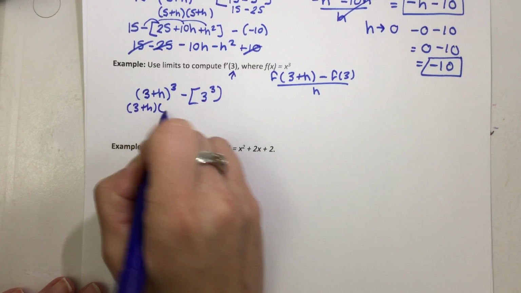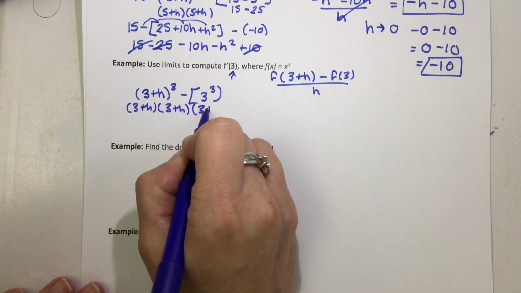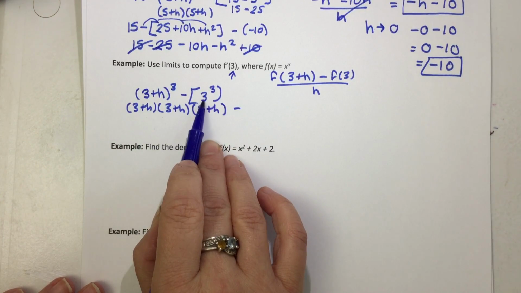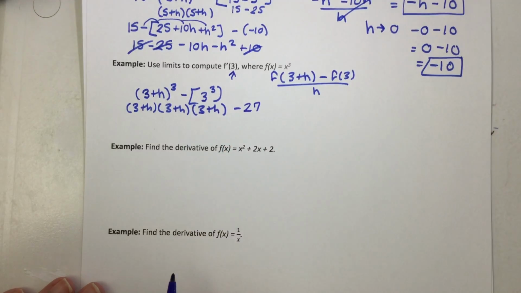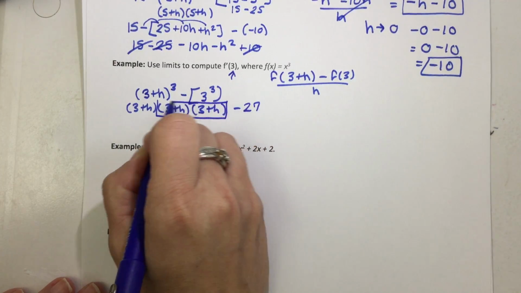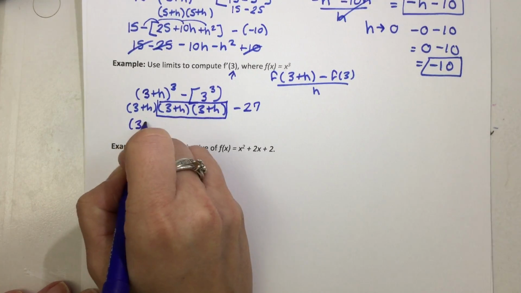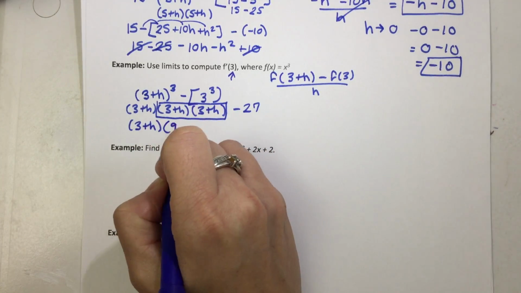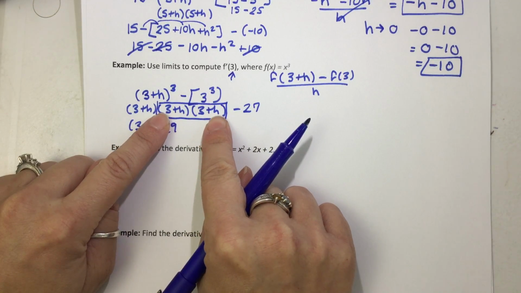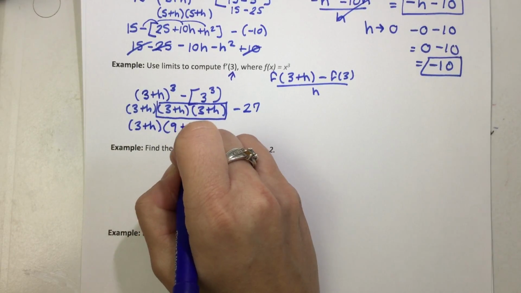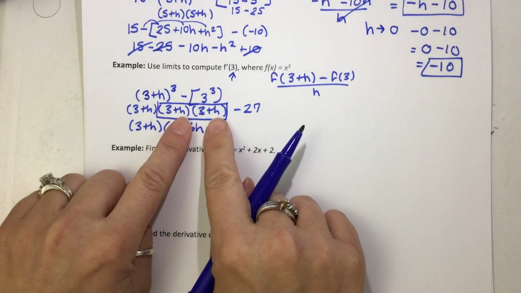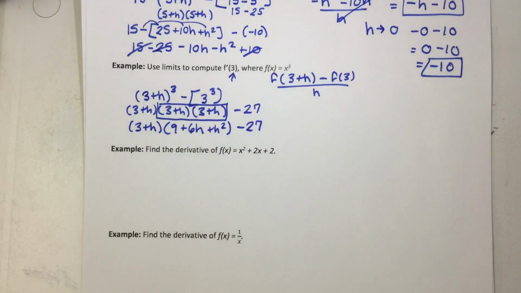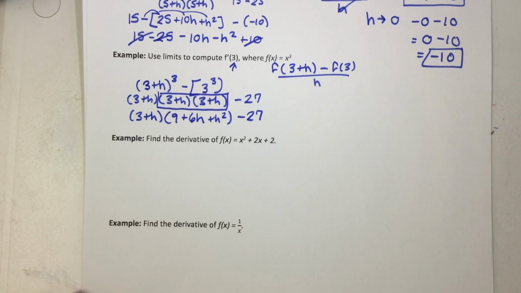This is going to be kind of a pain, but this power of 3 means that I have this group 3 times. Now 3 cubed, 3 times 3 times 3, is 27. When I go to expand this, you can only FOIL 2 things at a time. So for now, I'm just going to carry down the 3 plus h, and FOIL these two. 3 times 3 is 9. 3 times h is 3h. 3 times h is 3h. 3h plus 3h is 6h. h times h is h squared. Make sure that we still include that negative 27. I don't want to lose that in the process.